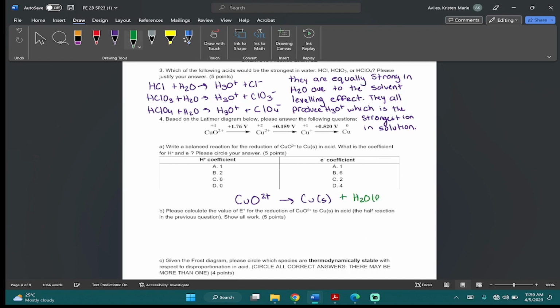But now that I added water, I have some hydrogens that I need to balance out. So that's the third step. You're going to add hydrogens. So I'm going to add 2H+ over here to balance out my hydrogens.